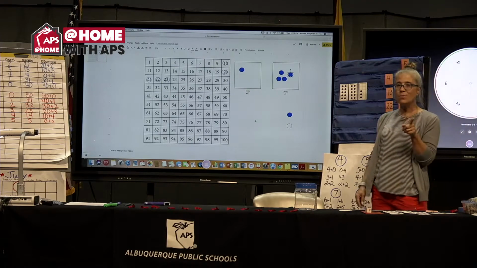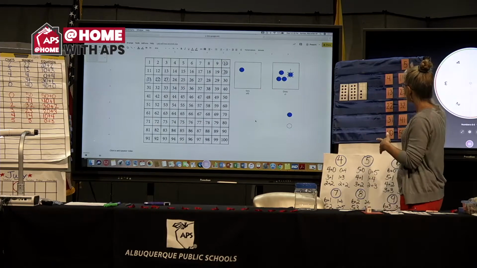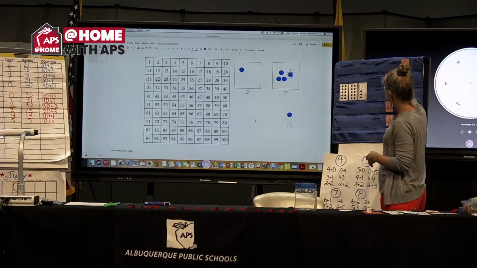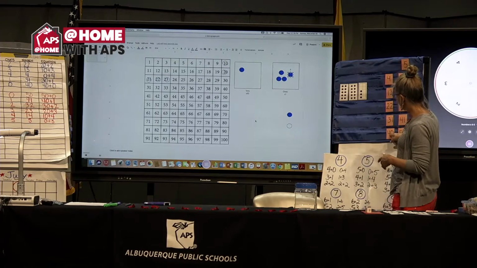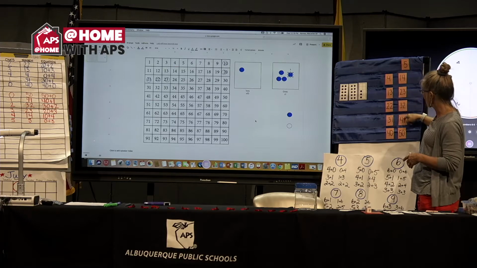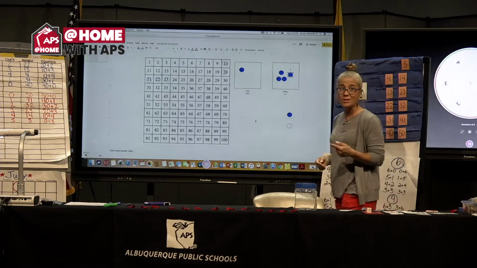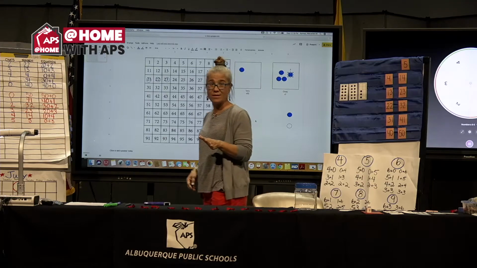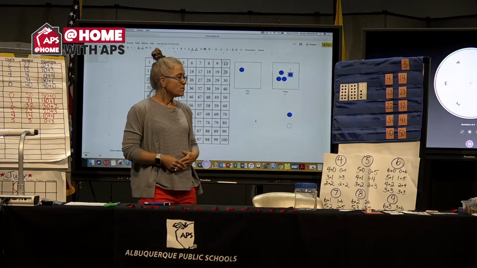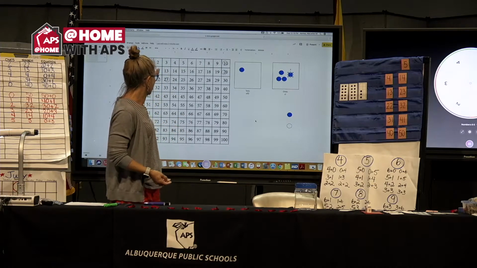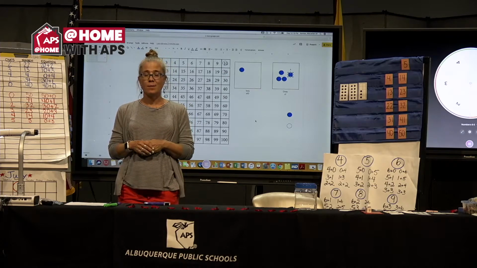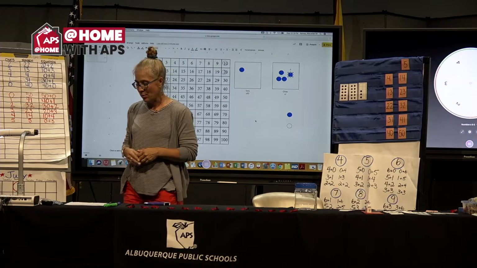So what do you think if we were to use 6 chips? How many numbers would we be able to make? With 4 chips, we made 1, 2, 3, 4, 5. With 5 chips, we made 1, 2, 3, 4, 5, 6. So with 6 chips, I bet we would make 7. And with 7 chips, I bet we'd make 8, and you'd see a pattern. So tonight, you can get out your hundreds chart and think about your chips and see what kind of number combinations you can come up with.